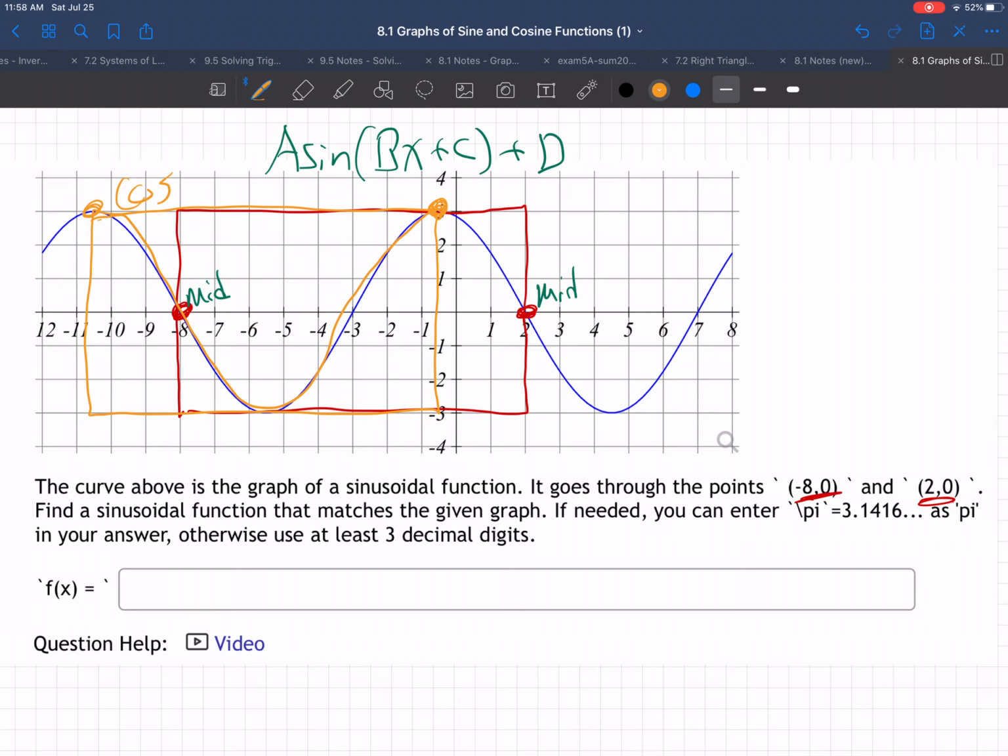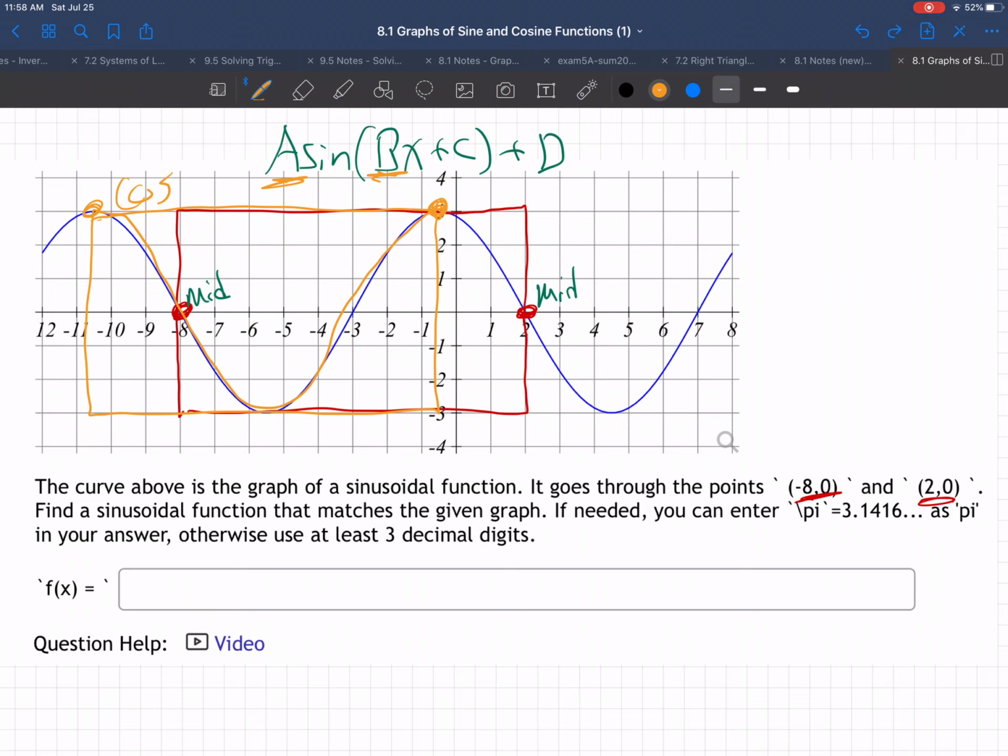And it'll be all the same stuff in the formula. The A will be the same. The B will be the same. The D will be the same. The only part that'll be different is the C, which affects the shift. They're shifted different if you want to write it as a sine or write it as a cosine. You'll have a different C value is what it is.